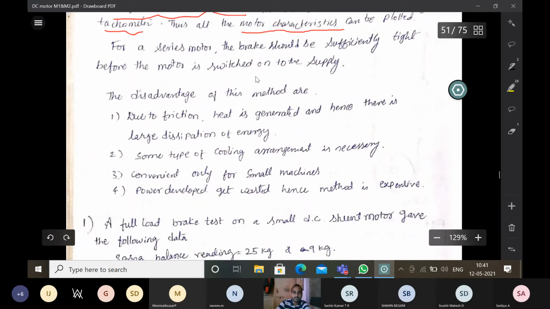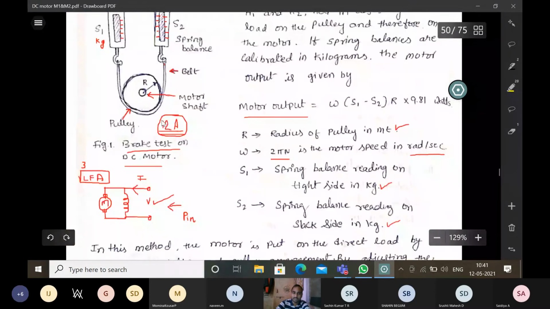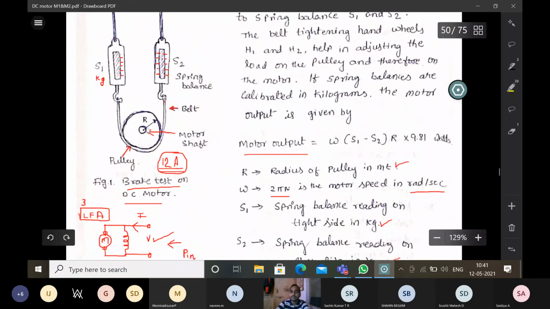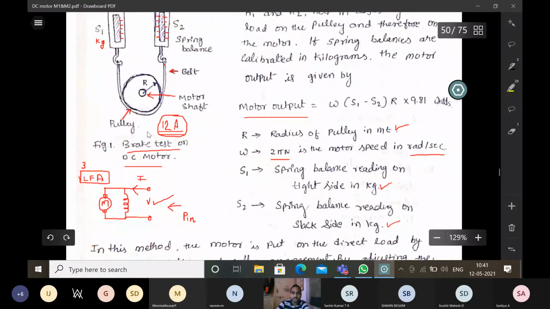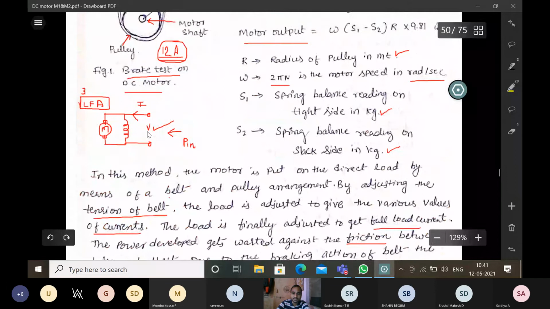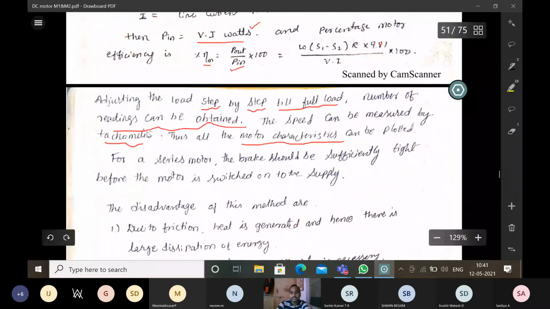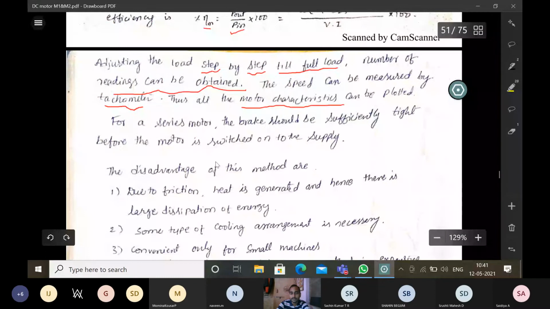Initially the belt is very loose in the case of a shunt motor, but in the case of a series motor, the belt drive is to be tightened up to 75% minimum, 50 to 75%. Okay, so it is very much tight in the case of a series motor. Because of this, the dangerous speed can be avoided in the series motor.